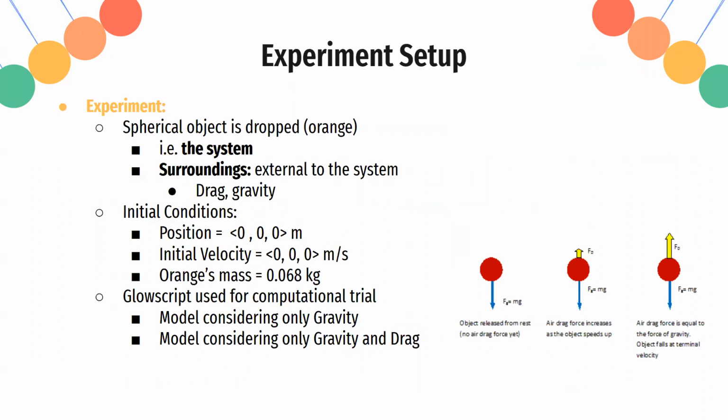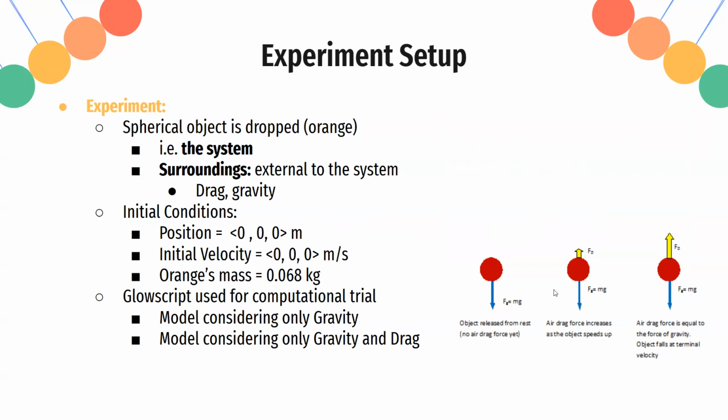For the experimental setup, we have a spherical object that is dropped. We're going to choose an orange that acts as the system. The surroundings are anything external to the system, so forces such as drag and gravity will be the surroundings. For its drop, the position will be at 0 meters just before I drop it. The initial velocity will also be 0 meters per second. The orange's mass is about 0.0868 kilograms. And for GlowScript, we want to consider a model using only gravity and one that considers gravity and drag.